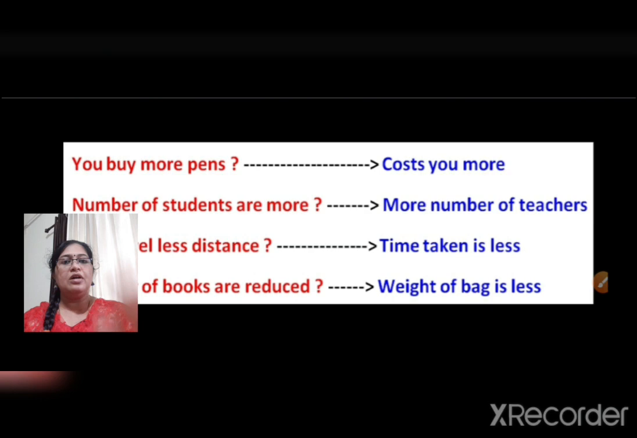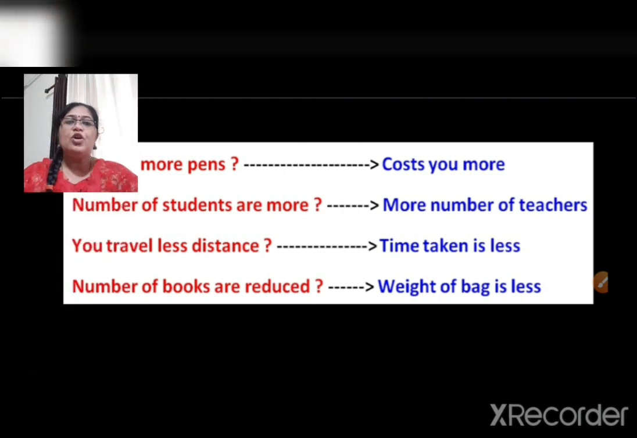Here, you buy more pens, so the cost will be more. When the number of pens is more, the cost will be more. When the number of students is more in your school, then the number of teachers also should be more, right? Like that, if you travel less distance, then the time taken will be less. If you are traveling more distance, the time will be more. So these are all examples of what? Direct proportion. If the number of books is reduced, the weight of the bag is less.